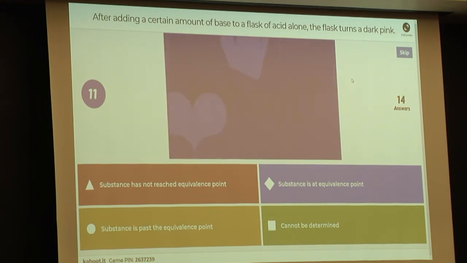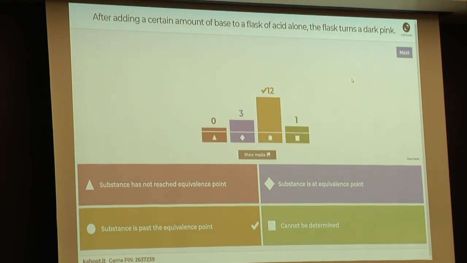Yeah, no, they won't ask anything that's not in the book. And if they do, your professor may curve the grade for that question because you guys never went over it. All right, so if you see a dark pink, it's past the equivalence point. If it's a very pale pink, that's at the equivalence point. And if it's still clear, it's before. All right, next.